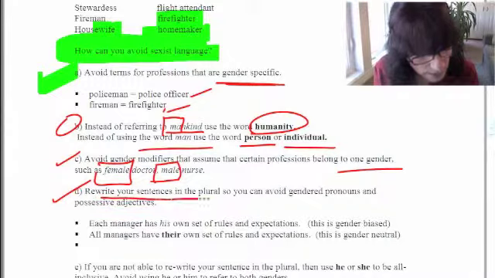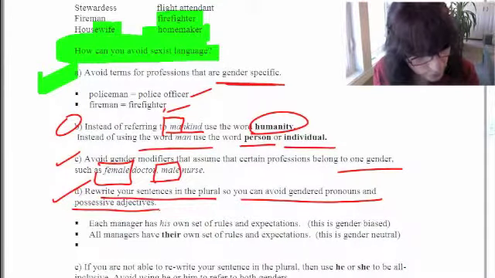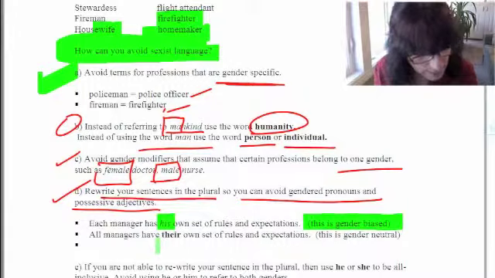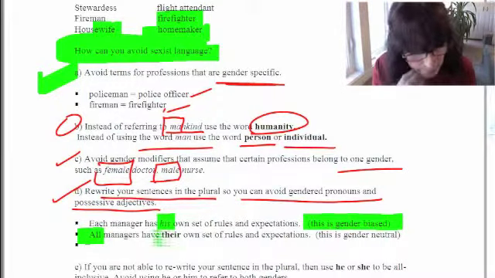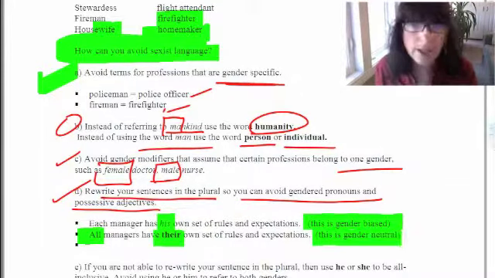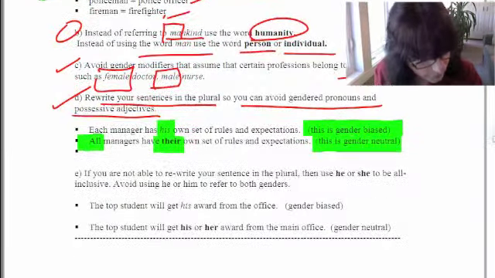Another point in avoiding sexist language, something else to help you so that you don't write using sexist gender-based language, is to rewrite your sentences in the plural so you can avoid gendered pronouns and possessive adjectives. So let's look at a couple of examples. Each manager has his own set of rules and expectations. Well, this is gender bias because you're assuming that each manager is a male by saying his. So why not change it and say all managers, so it's all encompassing, all managers have their own sets of rules and expectations. And now this is gender neutral.